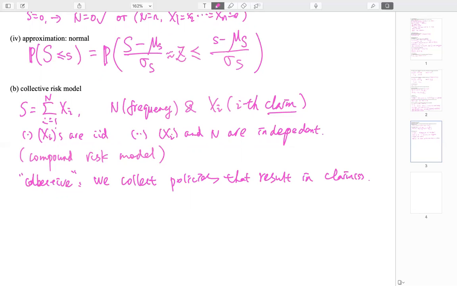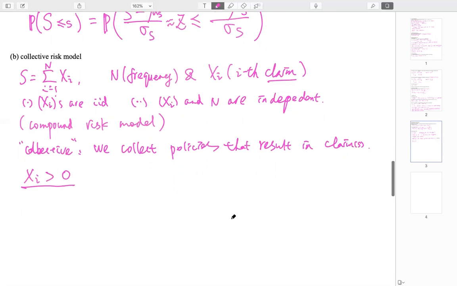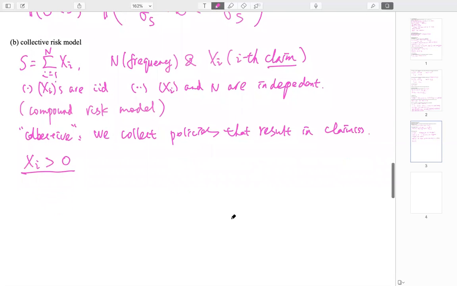And because we collect, each Xi must be strictly greater than 0, right? If Xi is equal to 0, we don't collect it, right? We discard it. So that is a huge difference. All the Xi's are strictly positive claims.